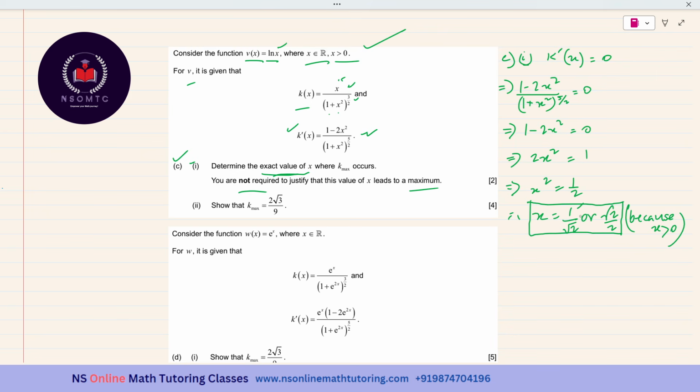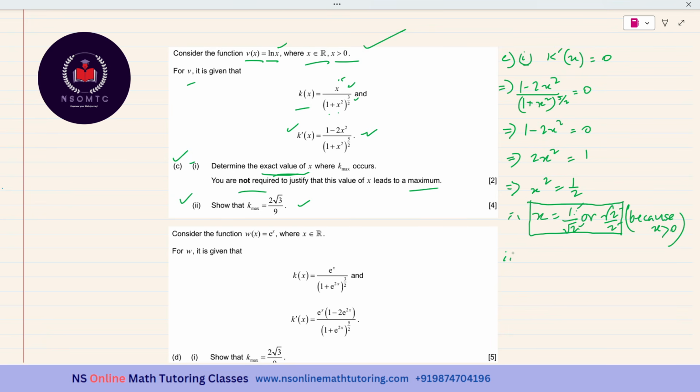One over root 2 is the answer, and if you want to rationalize the denominator, you multiply both the numerator and the denominator by root 2. So it will be 1 times root 2 will be root 2, and root 2 times root 2 is 2. Okay. I show that k max equal to 2 root 3 over 9.